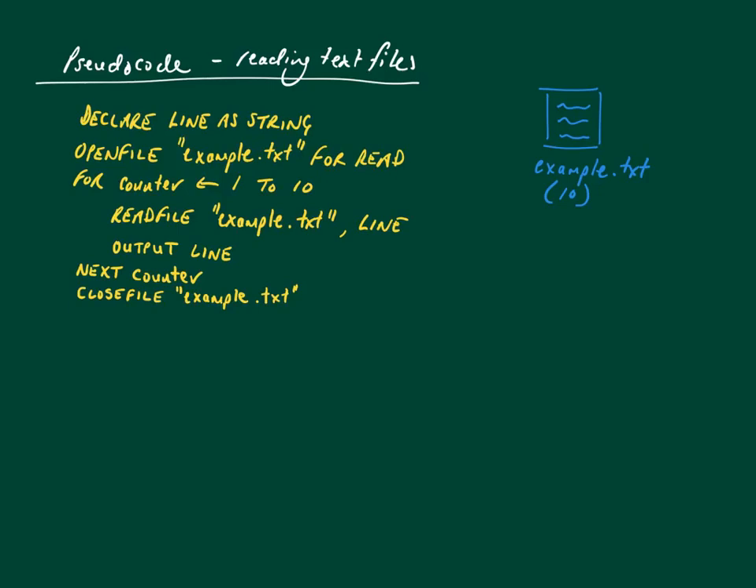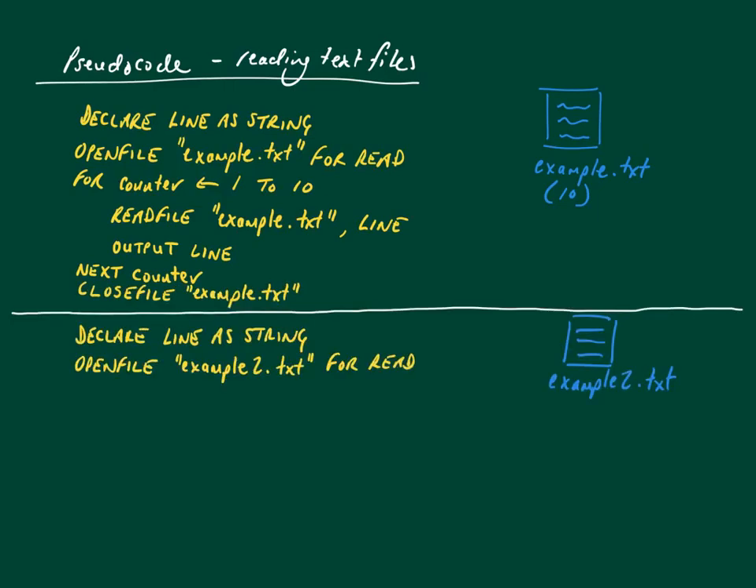But what if we don't know how many lines the text file could contain? Maybe it starts off at 0 and then it grows over time to thousands of lines. But we still want the program to read in all the lines and display them on the screen. Let's generate some other pseudocode underneath. So as before, we declare the string variable line, and we open the file. In this case, it's called example2.txt for reading.